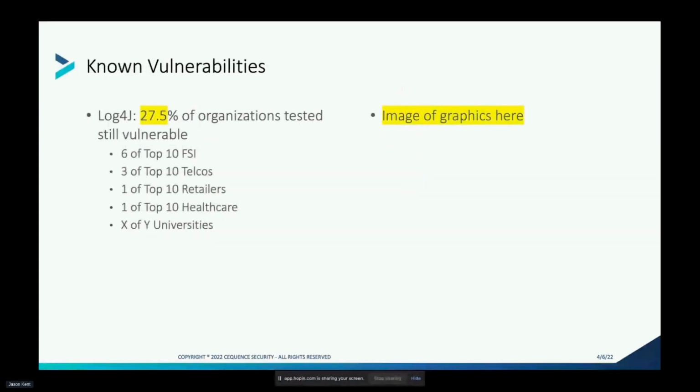I'm still seeing lots of known vulnerabilities for Log4j. We're still seeing it out there for financials. We're seeing it for telcos. We're seeing it for retailers, for healthcare. And now Spring4Shell is out there. We're going to see vulnerabilities over and over and over again. Having an API inventory means you can go fix them.